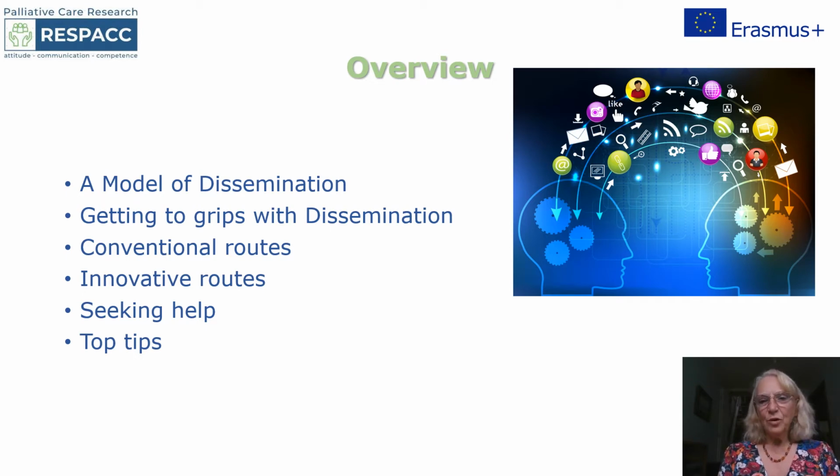So I'm going to give you a bit of an overview of what I'm going to talk about in this session. I'm going to start by explaining a model of dissemination that might be useful for you. I'm going to get to grips with what I mean by dissemination and give you some examples. And some of them are what I call conventional routes that you've probably already thought about. And some of them may be more innovative. And hopefully you will also have some great ideas of how to disseminate your work.